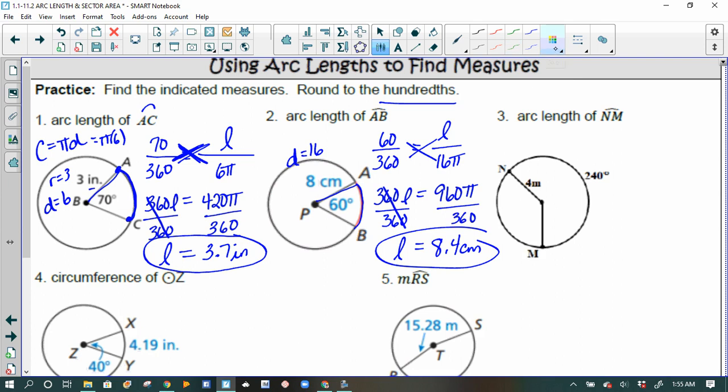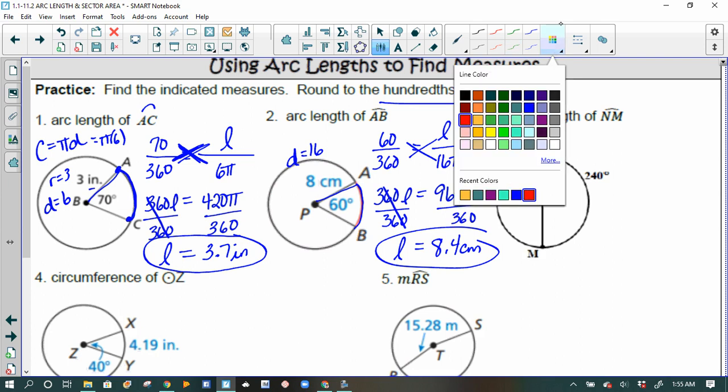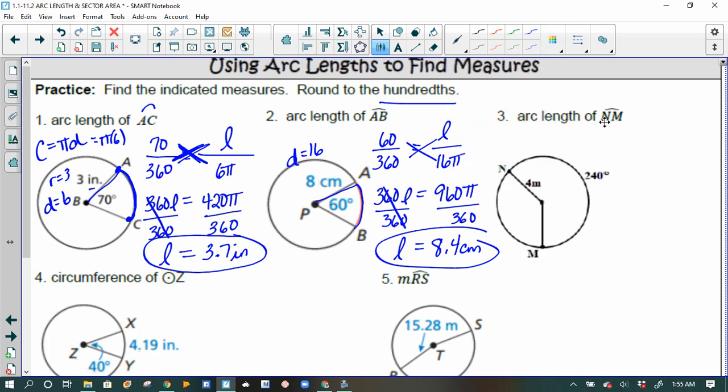Make sure you pay attention to the actual arc they're asking you for. If it's got 2 letters, remember it's always minor. So that means your measure is going to be less than 180. They're giving you this measure over here. So this is 240, which means this one has to be 120 because they have to add up to 360. They want the smaller arc because there's only 2 letters, so it has to be minor. So it has to be less than 180 degrees.